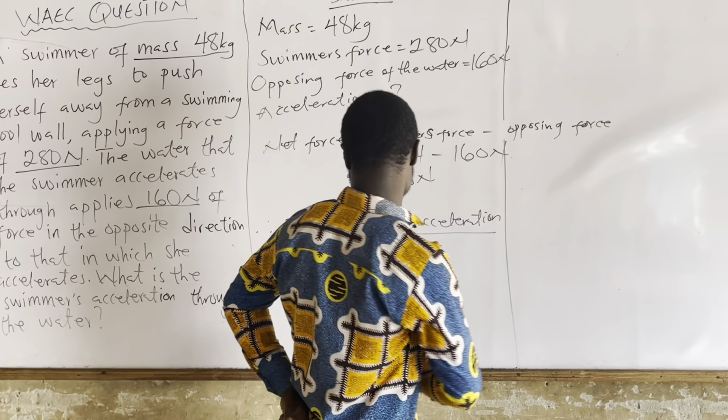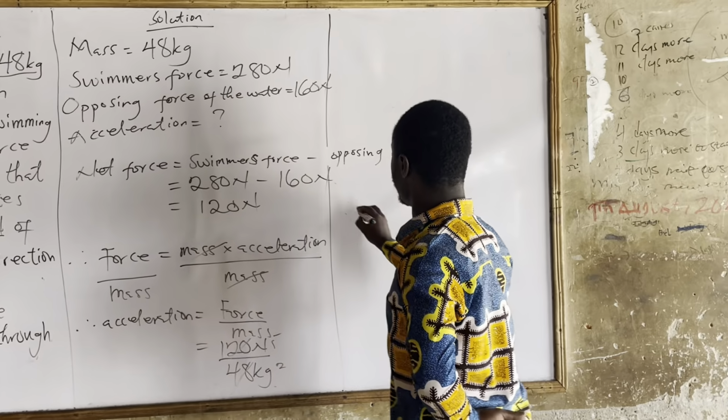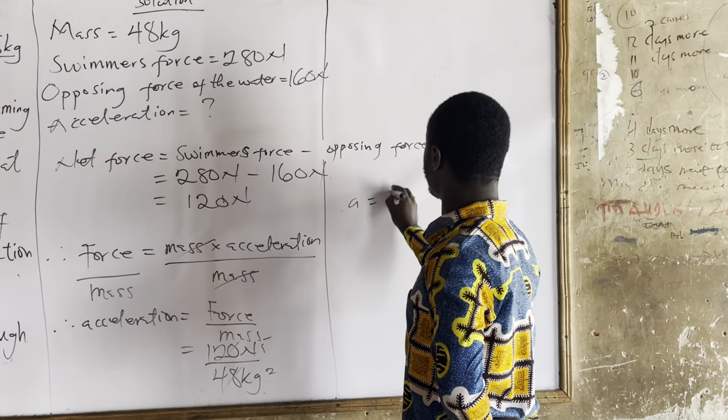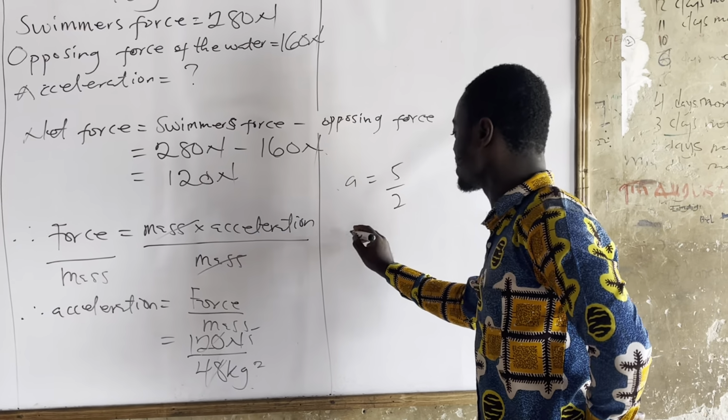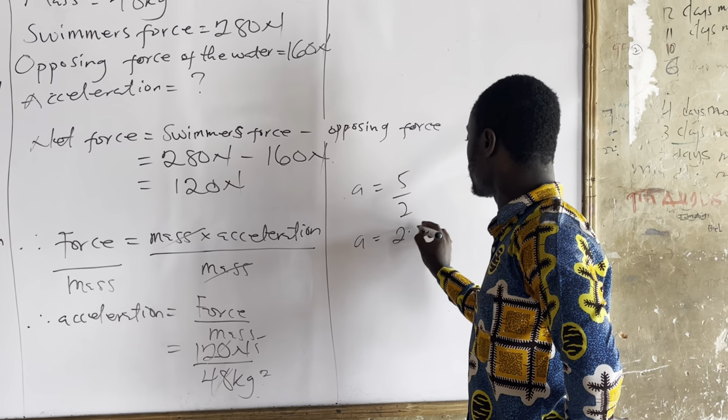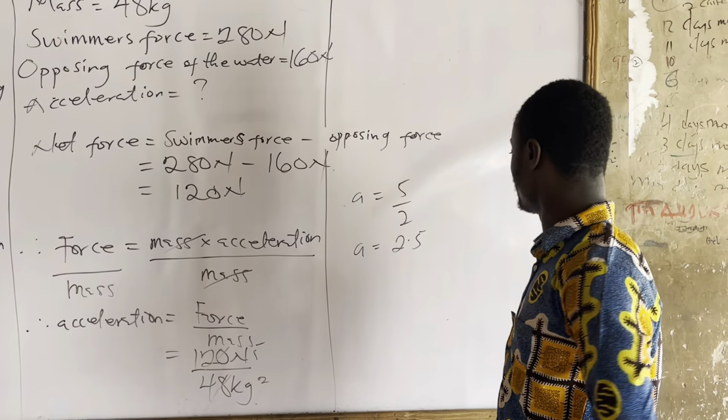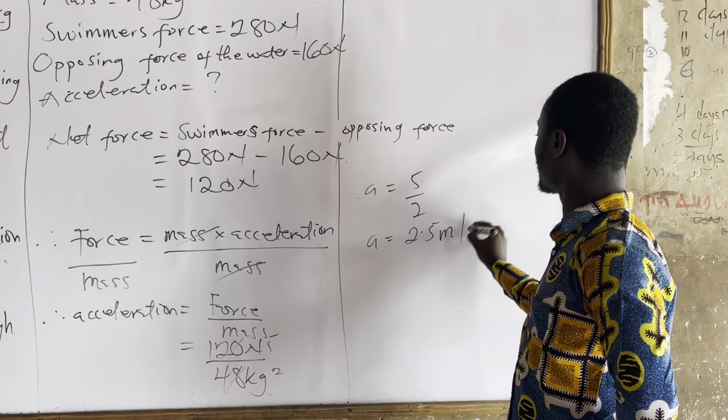So the final answer is acceleration equal to 5 over 2. Changing this to decimal gives us acceleration equal to 2.5. And acceleration is measured in meters per second squared.